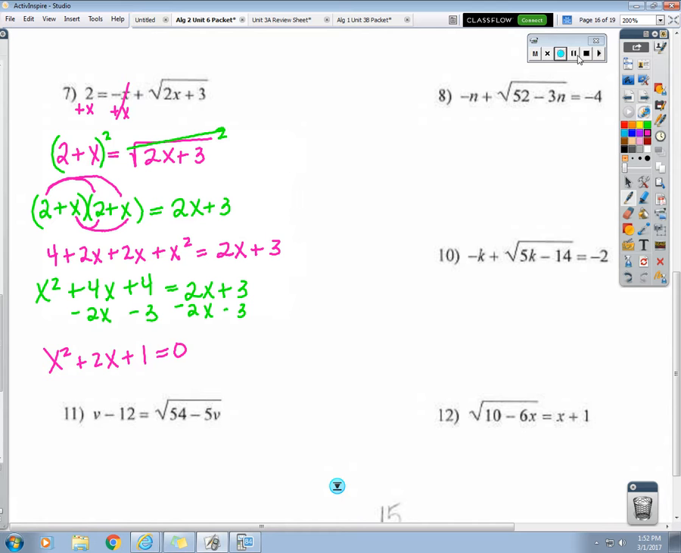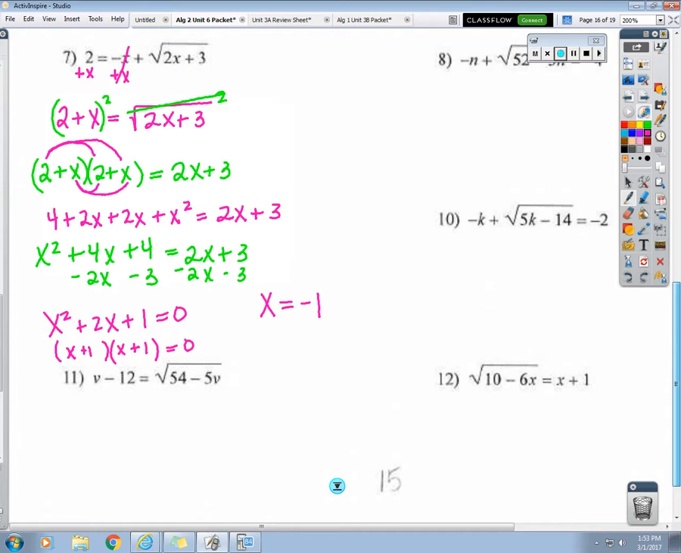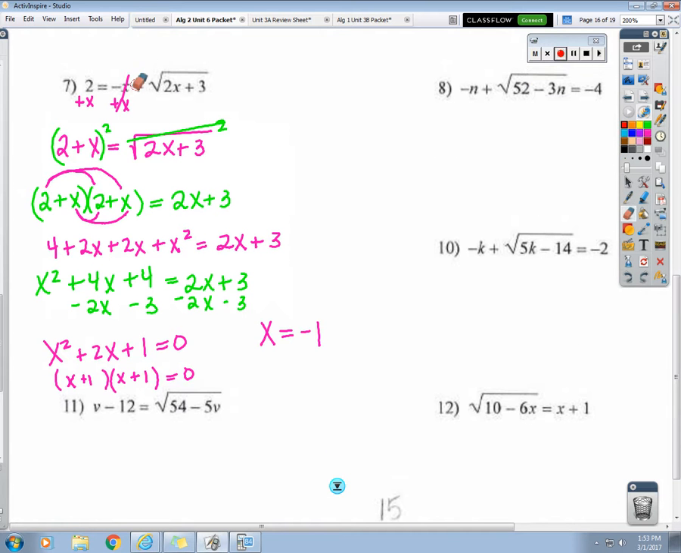Now watch. What numbers multiply to 1 and add to 2? 1 and 1. So technically, you really only have one solution for this one, and it's -1, right? Okay, now let's check and make sure it's not extraneous. Yeah, that's called standard form, where you have x squared, x to the first, and then your constant.